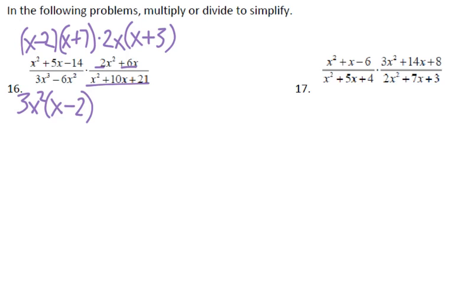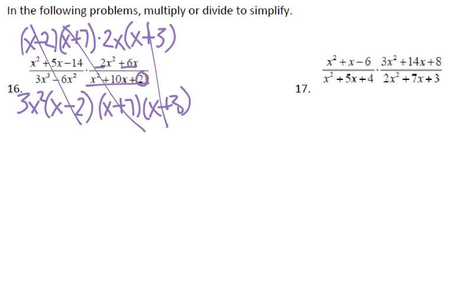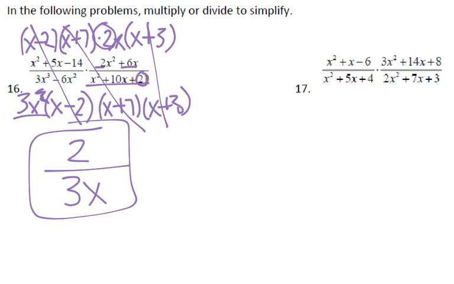And then this one, factor it. Factors of 21 that add up to 10 would be x plus 7 and x plus 3. So x plus 3's cancel, x plus 7's, x minus 2's, 1x with 1x, and we're left with on the top 2, on the bottom 3x, and that's our answer.